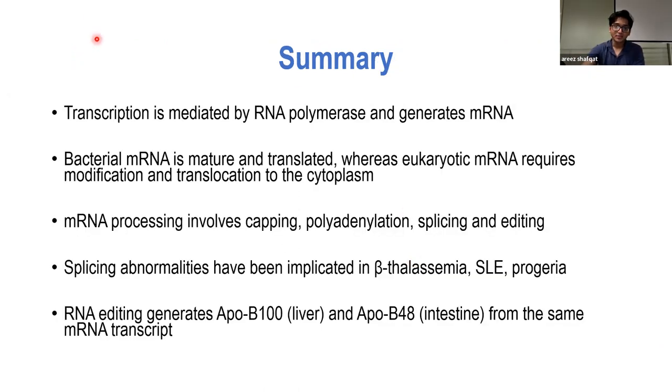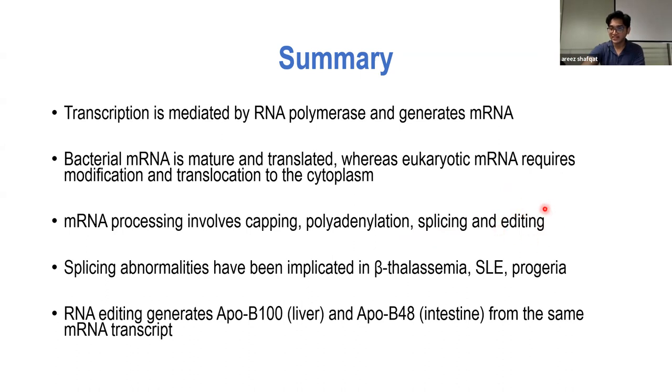So now we're done with the lecture. Just as a summary, transcription is mediated by RNA polymerase and generates mRNA. Bacterial mRNA is mature and translated immediately, whereas eukaryotic mRNA requires modification and translocation into the cytoplasm. This step of mRNA processing involves capping at the 5' end, which stabilizes and serves as the ribosome binding site. It also includes polyadenylation at the 3' end, which stabilizes mRNA and helps mRNA move out into the cytoplasm. The third step of mRNA processing is called splicing. Through alternative splicing, this can generate many different forms of mRNA from the same precursor. But this can go wrong in three diseases: beta thalassemia, SLE, and progeria.